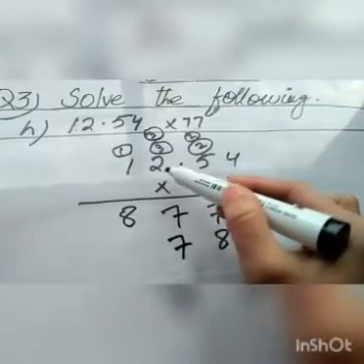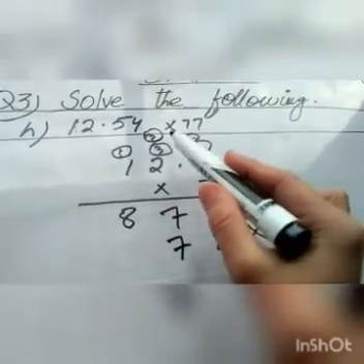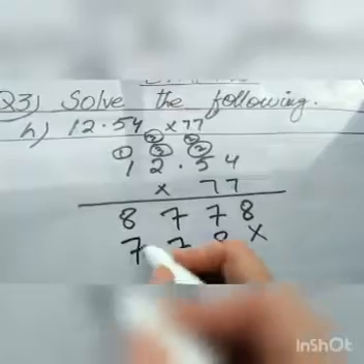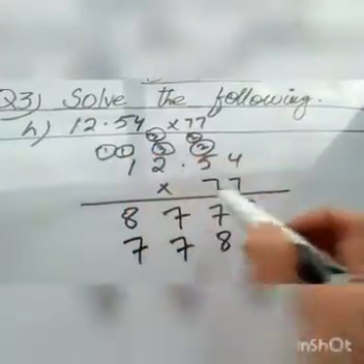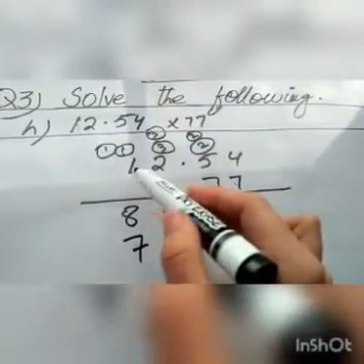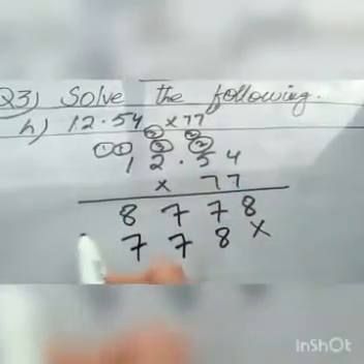7 2 times is equal to 14. 14 plus 3 is equal to 17. 1 carry over the next. 7 1 times is equal to 7 plus 1 is equal to 8.